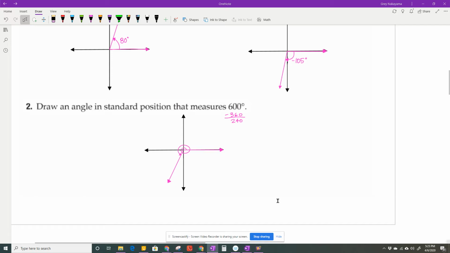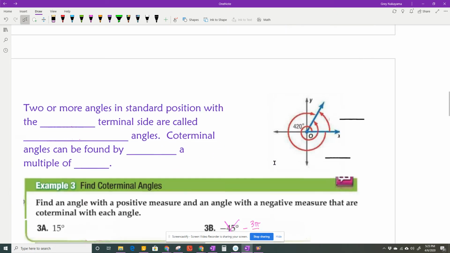Now, when you have two or more angles that end at the same place, for example 240 degrees and 600 degrees, they have the same terminal ray. Two or more angles in standard position with the same terminal side are called coterminal angles. And coterminal angles can be found by adding or subtracting a multiple of 360.